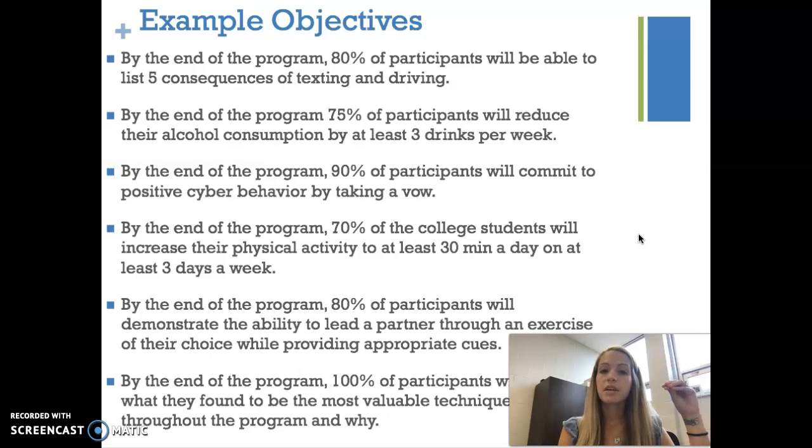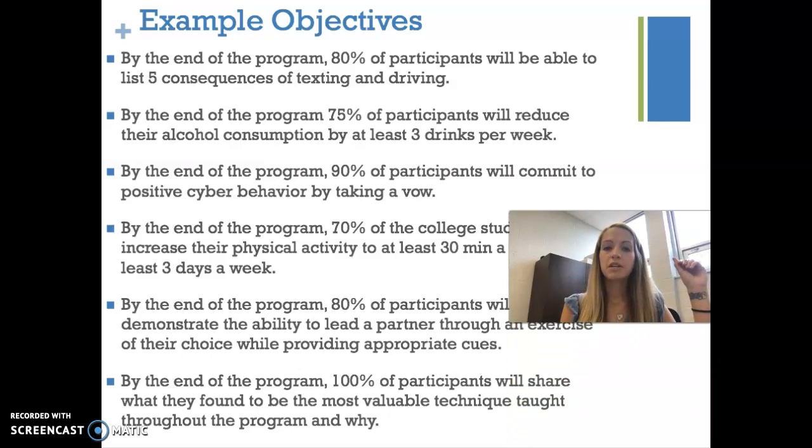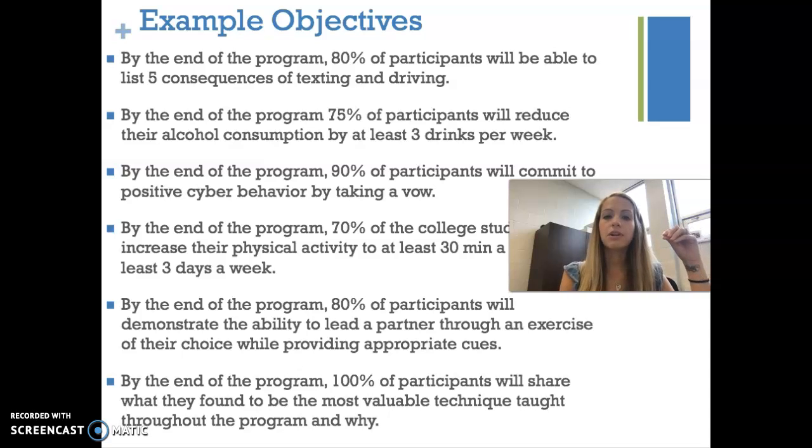By the end of the program, 70% of the college students will increase their physical activity to at least 30 minutes a day on at least 3 days a week. By the end of the program, 80% of participants will demonstrate the ability to lead a partner through an exercise of their choice while providing appropriate cues. By the end of the program, 100% of participants will share what they found to be the most valuable technique taught throughout the program and why. So these are examples of objectives. And remember, these are going to be our smallest steps. These are our small action items that we use to help meet those goals.